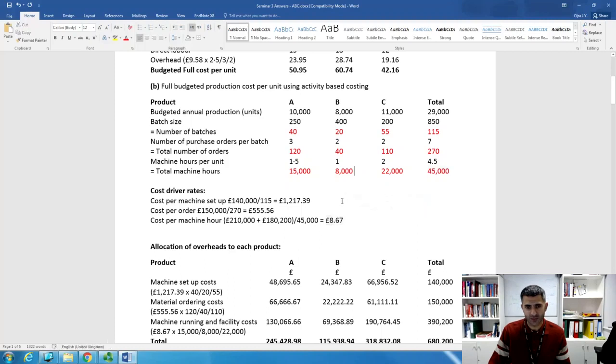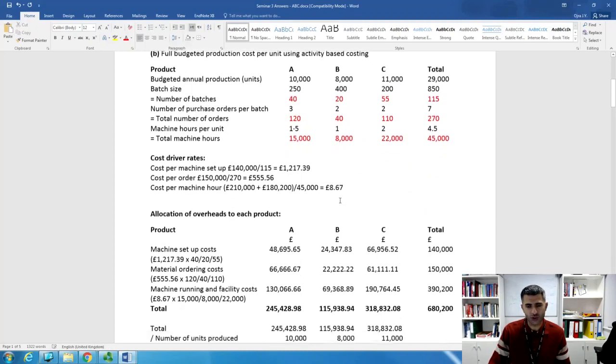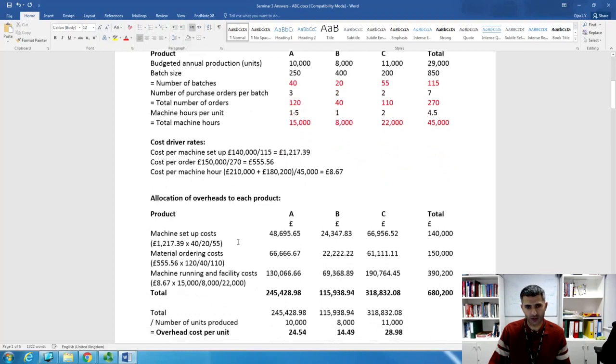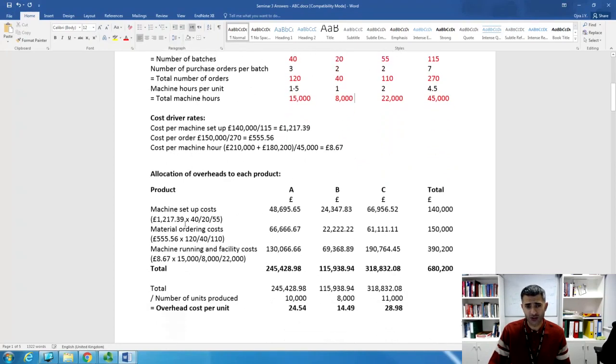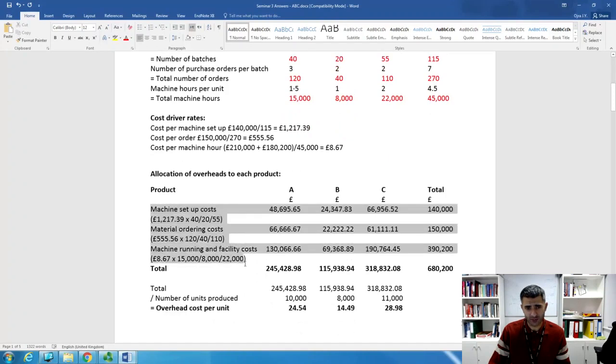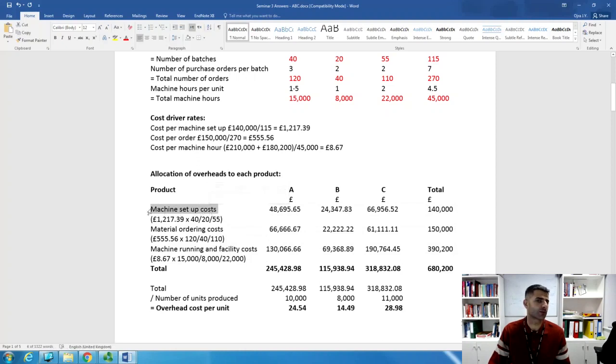Okay, 8.67. So the next step, what we need to do, we need to allocate the overhead of each product. So you need to list all the activities. You remember, now we have 3 activities because we combine this together. Let's start with machine setup cost. So remember how we allocated.